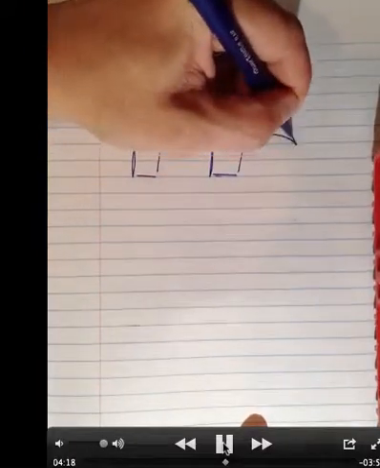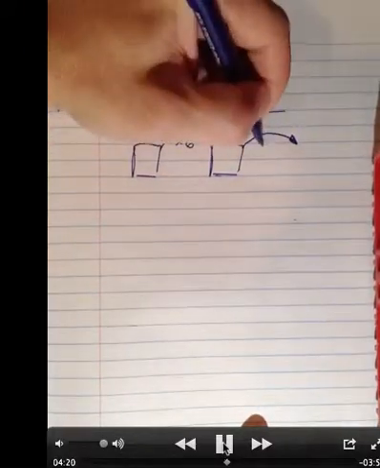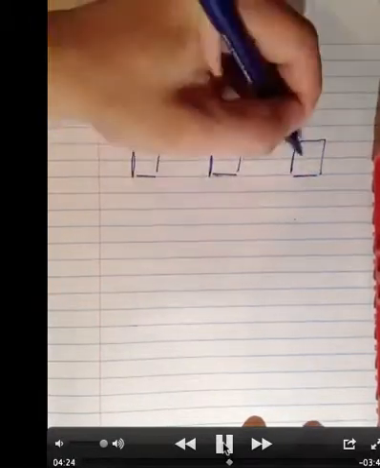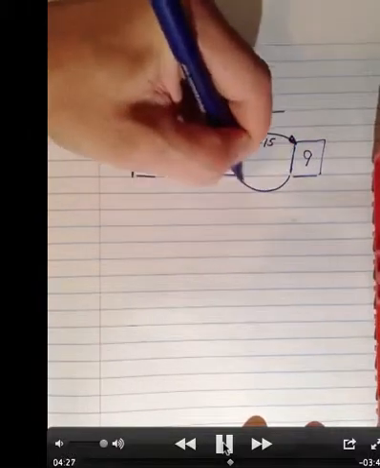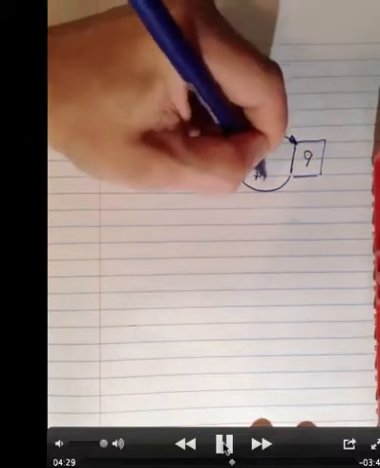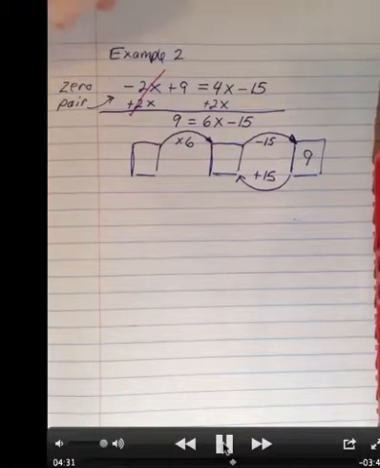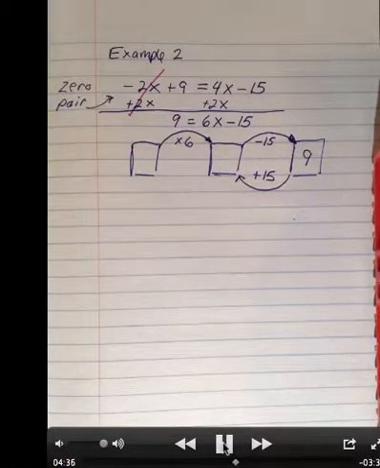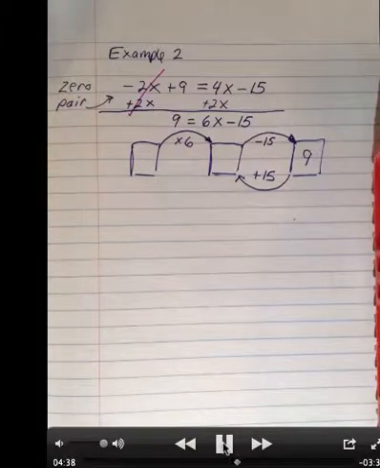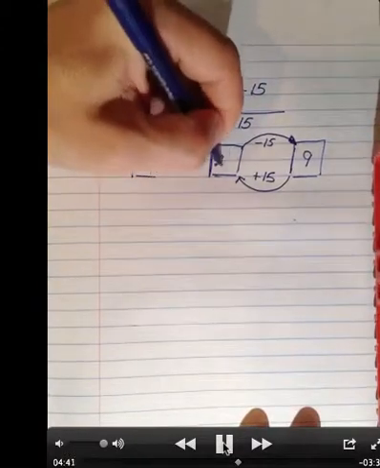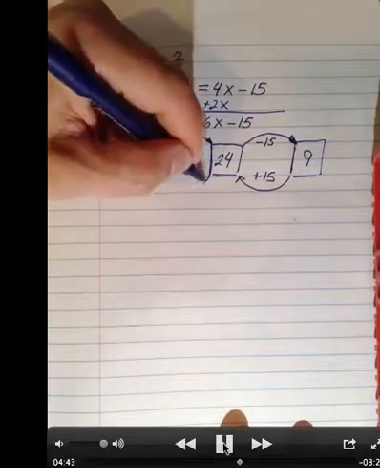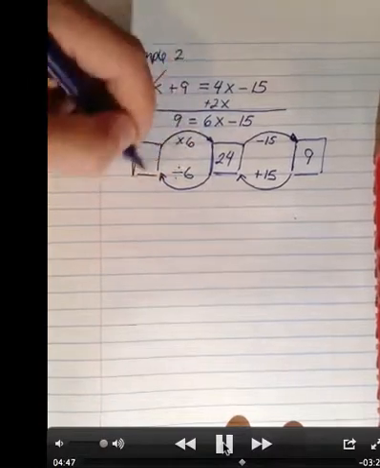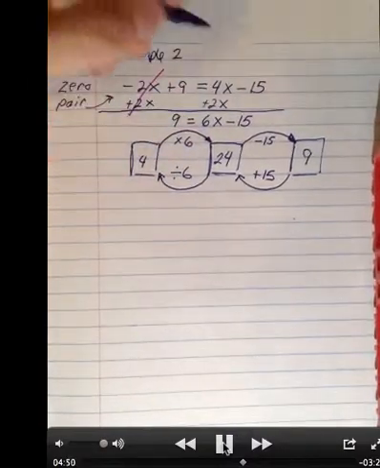So there was a number, it was multiplied by 6. 15 was taken from it, and it became 9. So we do the opposite of subtracting 15. We add 15. 9 plus 15 is 24. And then we're going to do the opposite of multiply by 6. We're going to divide by 6. So x is equal to 4.